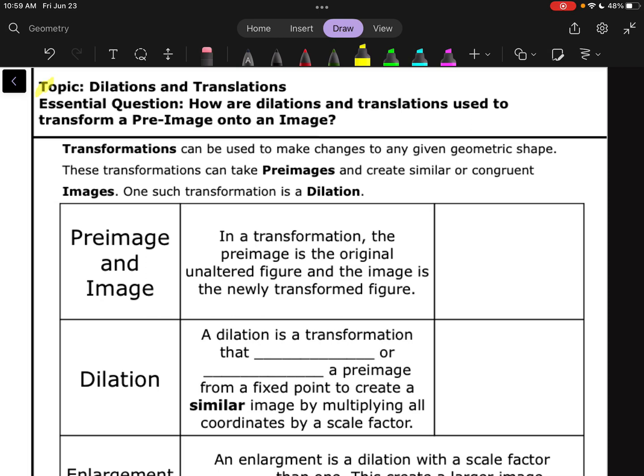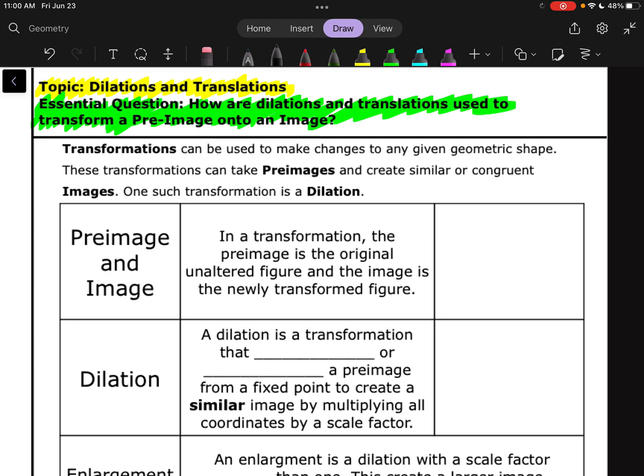All right, the topic for today's video is going to be dilations and translations. We're going to be looking at some transformations for the next couple of videos. Our essential question is, how are dilations and translations used to transform a preimage onto an image?